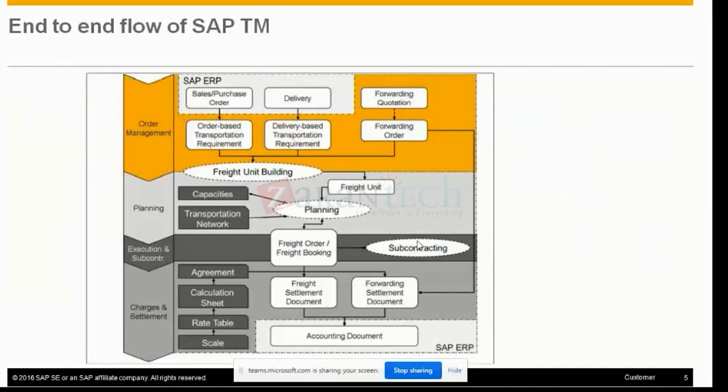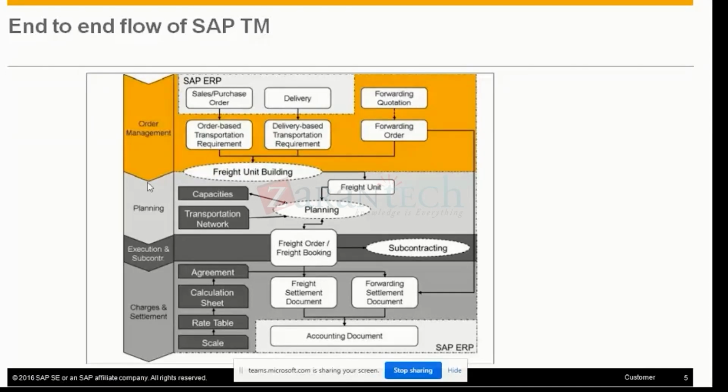Okay. So if you see here, there are basically 4 pillars for transportation management. Just as we have multiple pillars in ECC, similarly transport management also has all these pillars. So the first pillar is order management. The second pillar is planning. The third pillar is the execution part. And the fourth pillar is the charge management part.